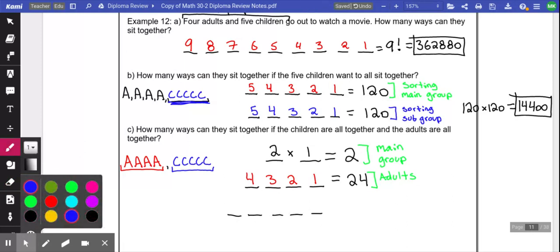There's 5 children, so there's 5 spots. Any of the 5 could sit there, then 4, then 3, then 2, then 1, giving me a total of 120 ways that you could sort the children.